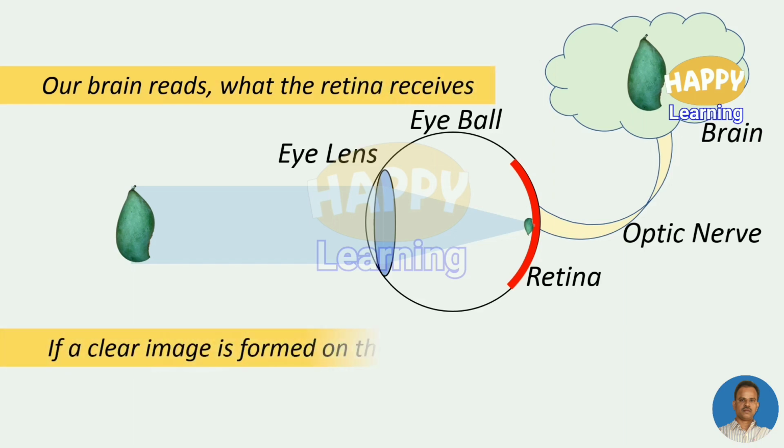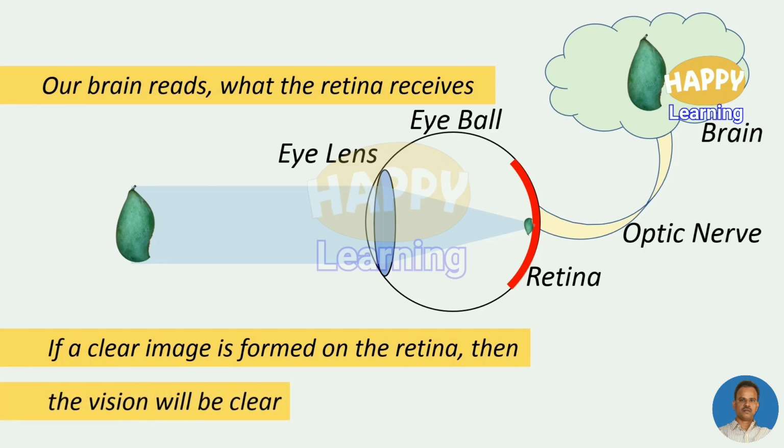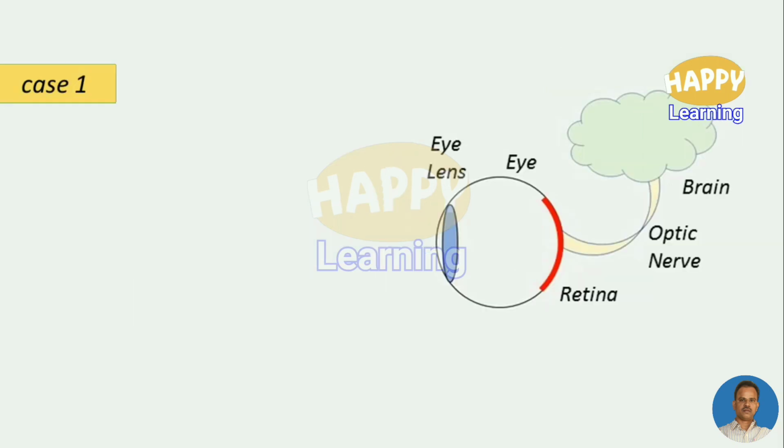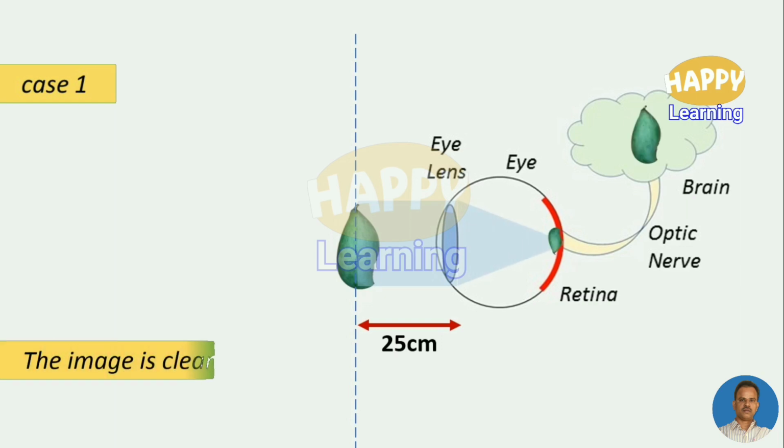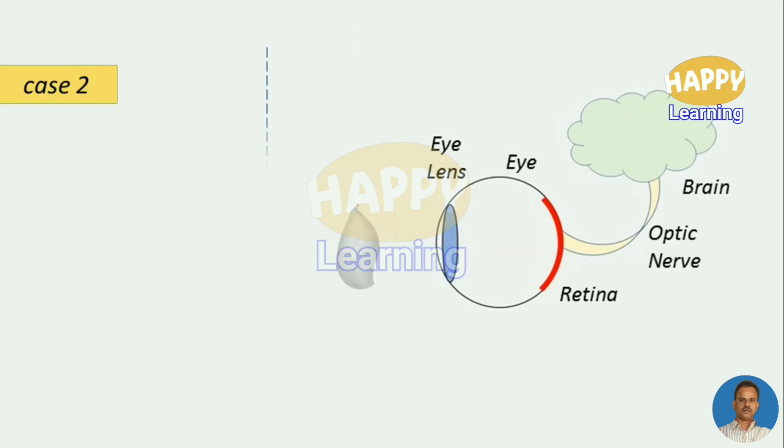If a clear image is formed on the retina, then the vision will be clear. Case 1. Take an object at a distance of 25 centimeter. The rays coming from the object are converged onto the retina by this eye lens. It is recognized by the brain, so it says that the image is clear. Case 2. Take the same object now at 50 centimeter distance.